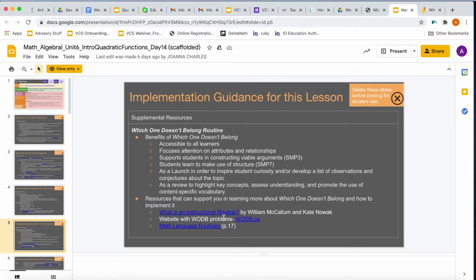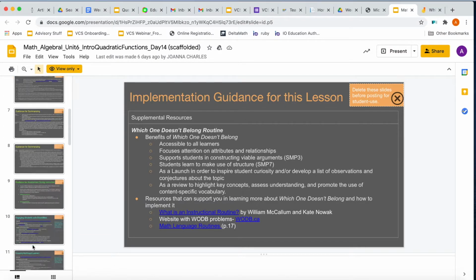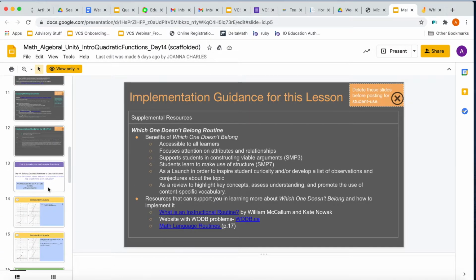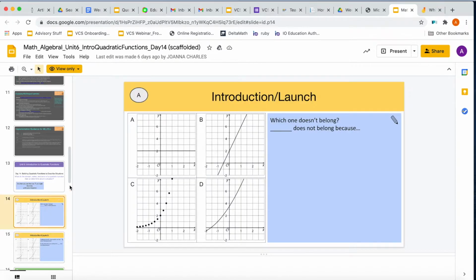routine within your classroom. On slide 14, you see the launch slide, Which One Doesn't Belong, and then there's a blank, and students have to explain which does not belong and why. So in order to build this out to a synchronous lesson, I created it within a Jamboard.